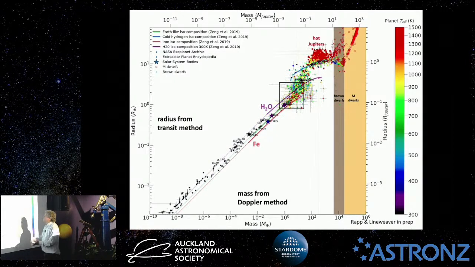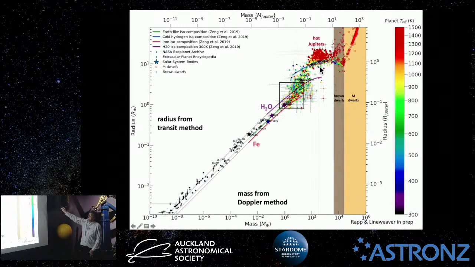But what we're interested in is the ones that are here. These are exoplanets. Here are hot Jupiters. You can see that they're hot because they're red. Over here is the effective temperature. They're 1,500 degrees at their surface. Jupiter is right there, and Saturn is right there. So these are cold hydrogen. Then we have this water, and then we have Earth, and then we have iron. So it's a lovely plot.